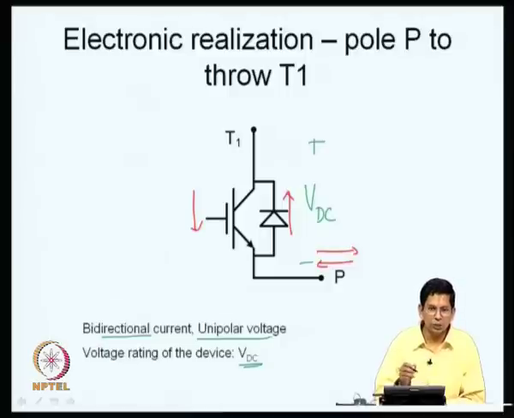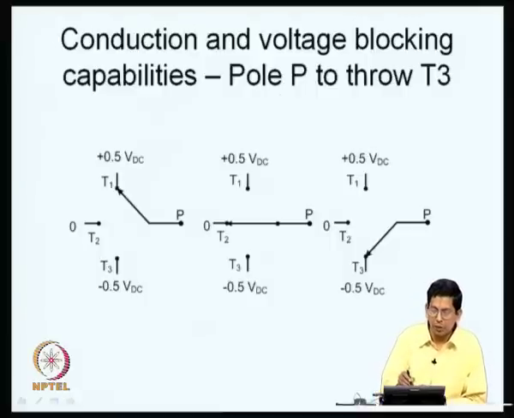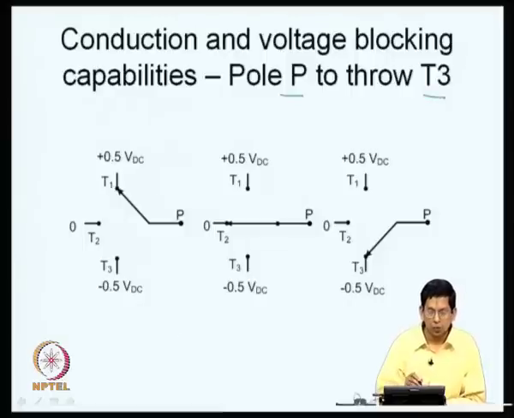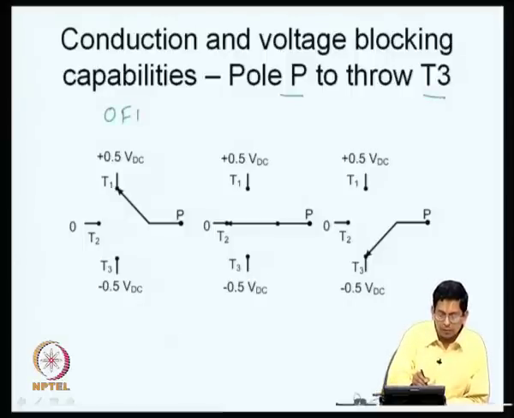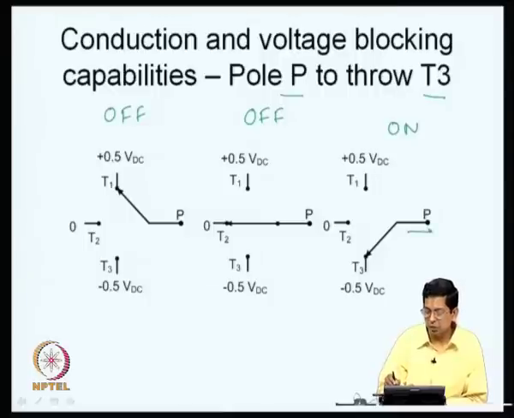So, let us move further. This is only one step towards the realization of a single pole triple throw switch. Now, let us look at the next one. Let us look at the conduction and voltage blocking capabilities between the pole P and throw T3. So, between pole P and throw T3, this is now the off state, whereas this is the on state. In the on state, there is always current flowing through the pole, and in the on state it flows through T3.